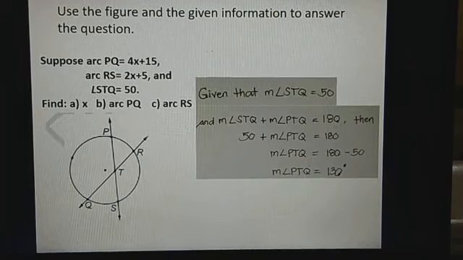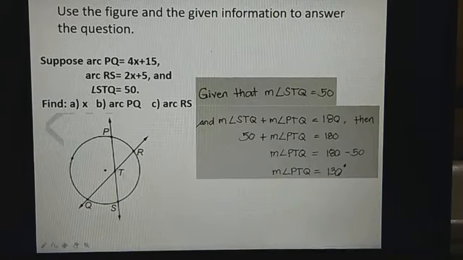Magagamit natin yun mamaya. Kasi intercepted arc yung PQ at saka yung RS. Kaya kailangan natin ng isa man sa vertical angles noong intercepted arc na yun.